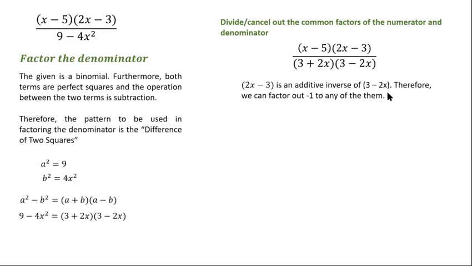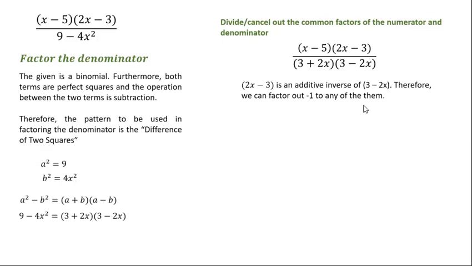Now, pwede natin silang makancel. Kasi, since additive inverse yung dalawa, meaning, tatanggalan lang natin ng negative 1 yung kahit saan sa kanilang dalawa. Pwede yung numerator na 2x minus 3, tanggalan natin ng negative 1. Pwede rin ang denominator natin na 3 minus 2x ang tanggalan ng negative 1 para maging pareho na sila ng sign, yung bawat term. Now, bakit hindi natin ginalaw yung 3 plus 2x?